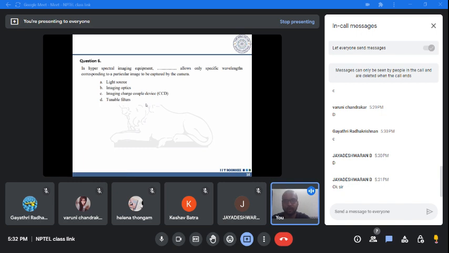Further, in question 6, in hyperspectral imaging equipment, fill in the blank: blank allows only specific wavelength corresponding to a particular image to be captured by the camera. So that is a memory based question. If you have gone through this class, you can answer it. The options are light source, imaging optics, imaging charge coupled device, and tunable filters. So what will be the answer? Please let me know in the comment box.